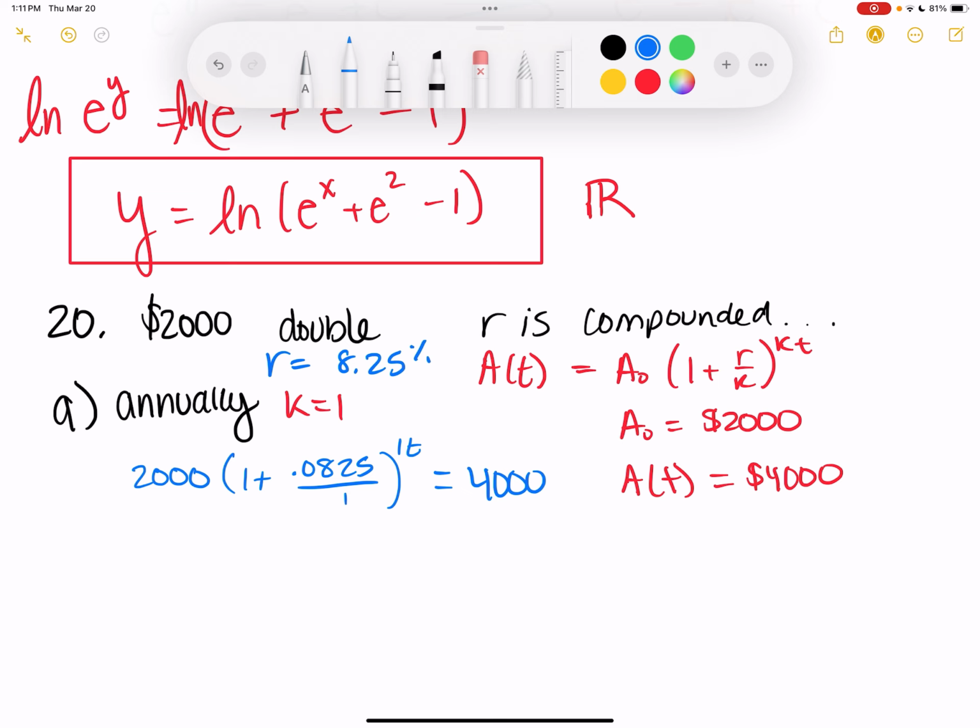Alright, so this is 1.0825 raised to the t equals 2. I was wondering what the 2,000 might be. How do we undo an exponential? A log. Beautiful. So I get a lovely log base 1.0825 of 2 equals t.